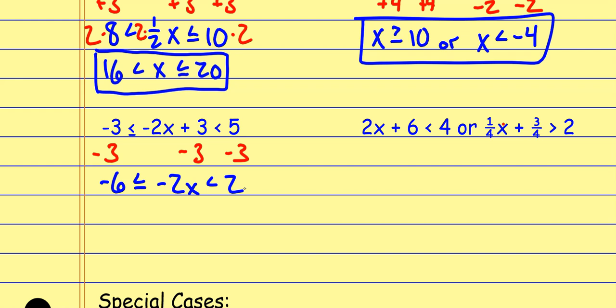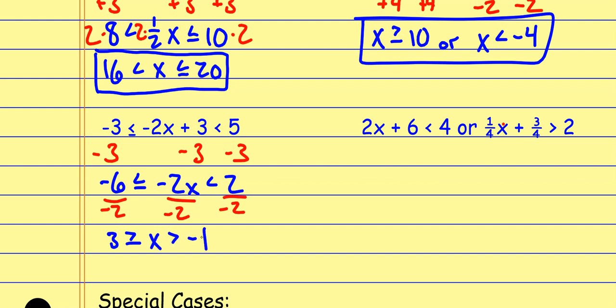And now I undo multiplication by dividing. And what happens here is I just divided by a negative, so I have to flip all those inequality signs. So here I get a 3. I flip this, and it looks like this. I flip this guy, and it looks like this.